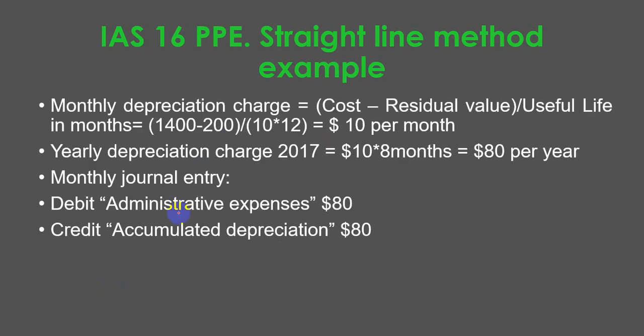So that is why, in order to calculate depreciation for 2017 year, we take our monthly depreciation charge and multiply by 8 months, which gives us $80 per year. Monthly journal entry will be for accrual of depreciation, debit administrative expenses of $80, credit accumulated depreciation of $80.